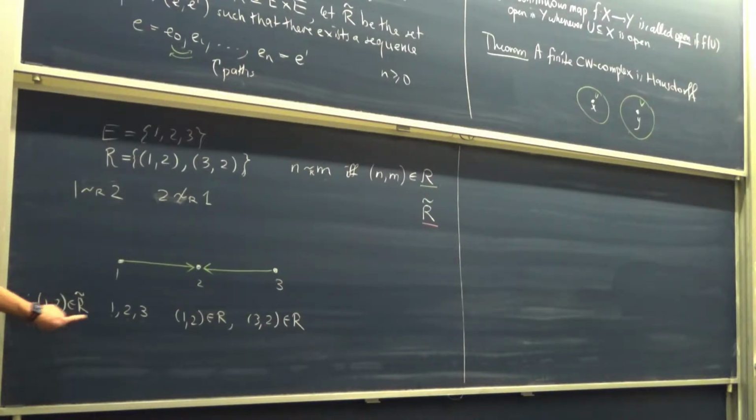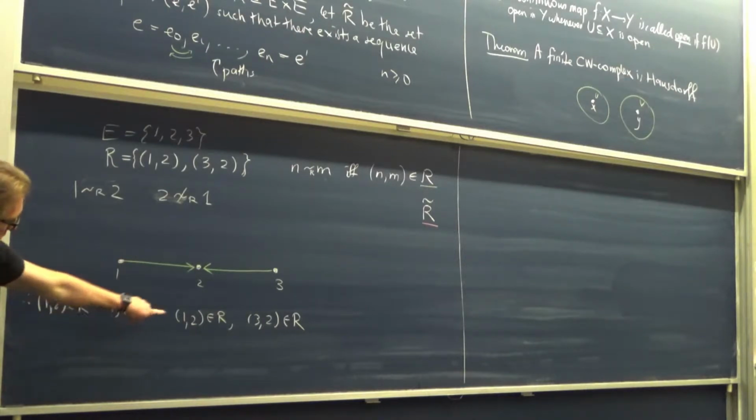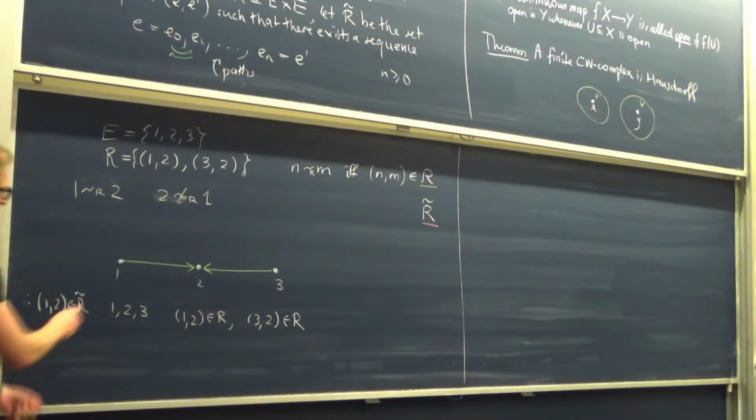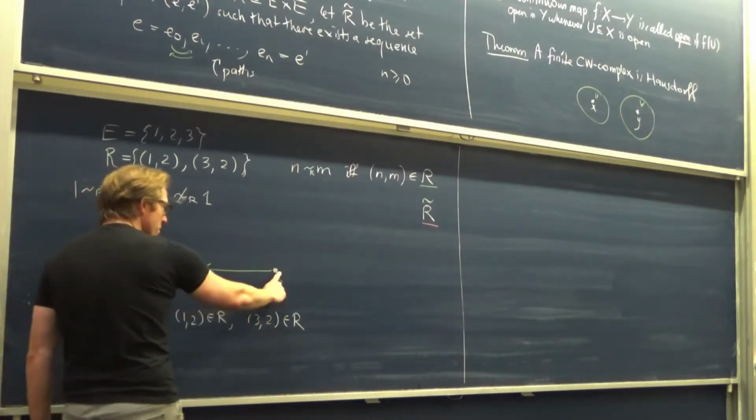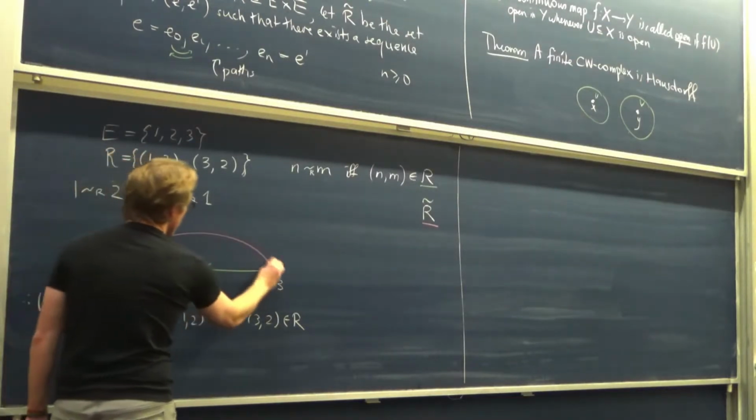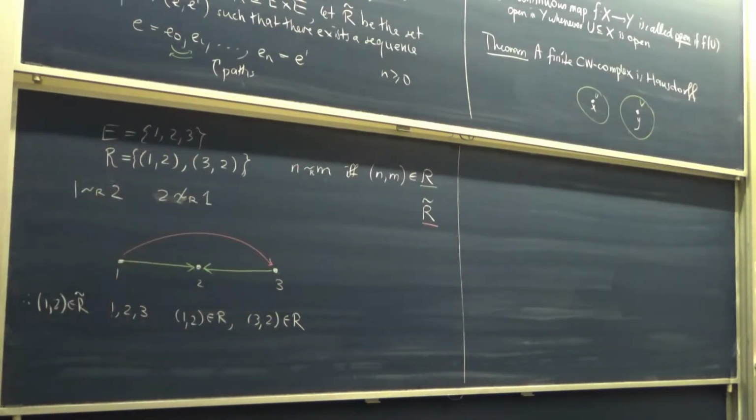For that pair to be in R tilde, I just had to produce a single sequence with this property that all the consecutive pairs were either in R or their reversals were in R. Okay, so you can see here I just walked along this arrow in the correct direction and then backwards along this arrow, and so I'm allowed to put in the red arrow. Yes, thank you. Yes, very good.